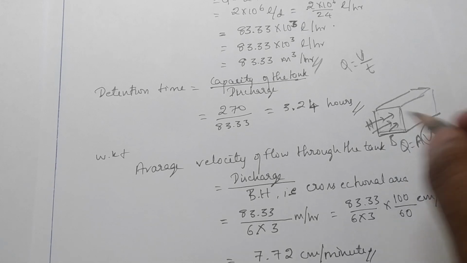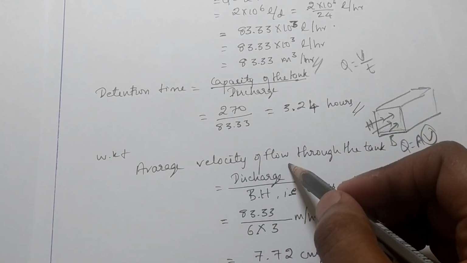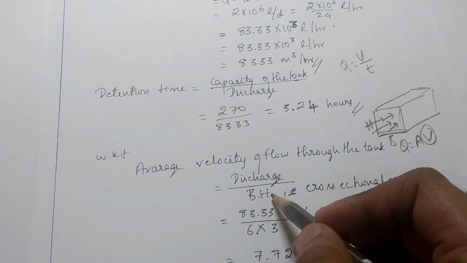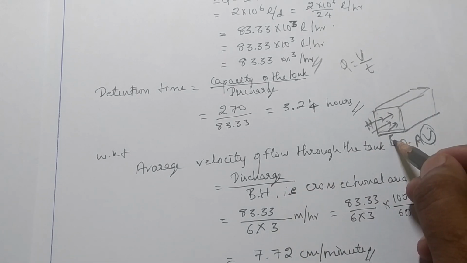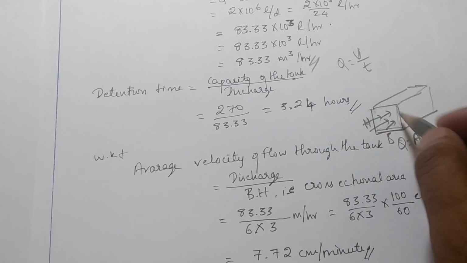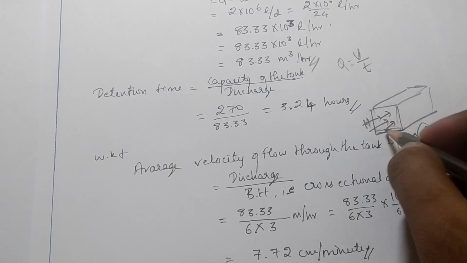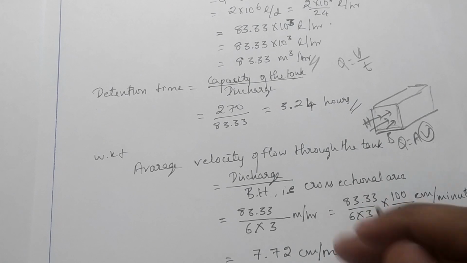So considering this, I can write it like this: average velocity of flow through the tank is given as discharge by area. Area is nothing but the cross sectional area, B. It is not the plan area, it is the cross sectional area. So area is nothing but breadth into height.